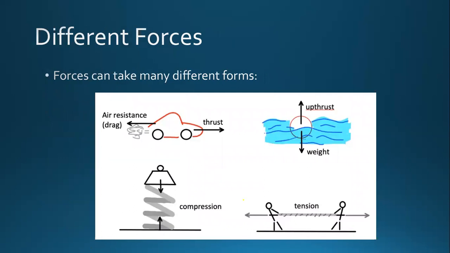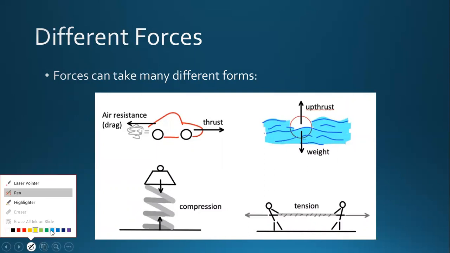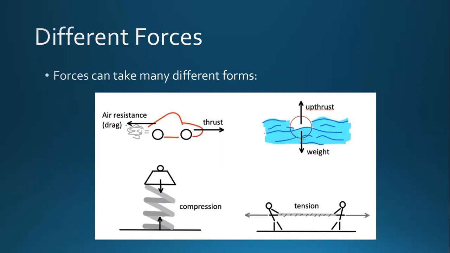So what are the different forces? Now forces can take many different forms, such as air resistance. Okay, that's one: air resistance, which is also known as the drag force. Very important. Air resistance is the opposite force to the motion of the object. What does that mean? If the object is falling downwards, the air resistance would always act upwards.